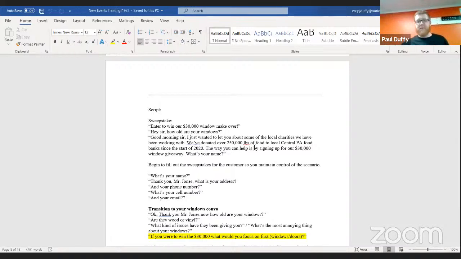Just takes a second. What's your name?" "Sir, enter to win our $30,000 window makeover. It just takes a second. What's your name?" "Sir, have you heard about our $30,000 window makeover?" "Sir, how old are your windows?" "Okay, great. Jump in for our $30,000 window makeover." Any tagline like that would be your go-to. Identify the person, speak quickly to them.